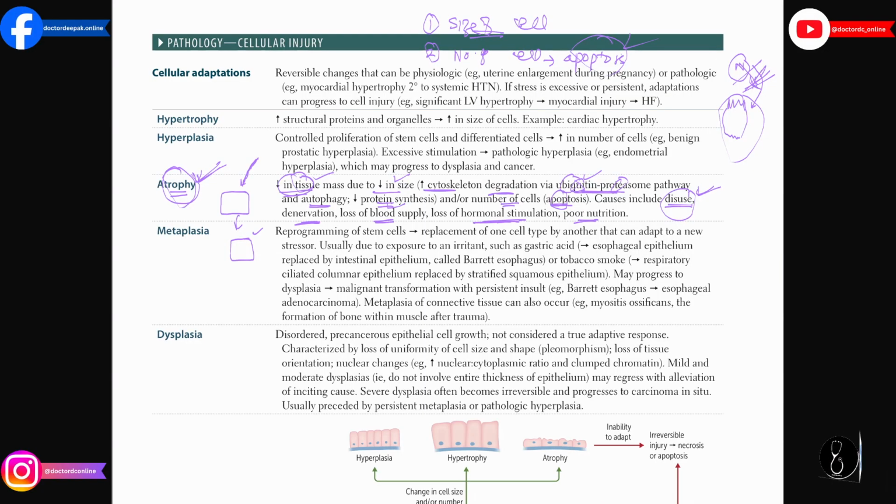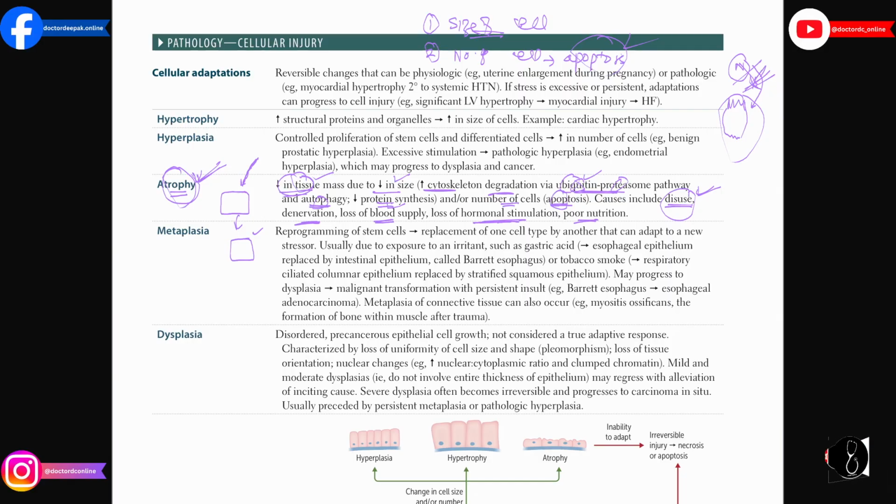And the second thing, autophagy. Autophagy is a process in which a cell undergoes vacuole formation, and these vacuoles will go to the lysosome, and those lysosomes will again destroy the cell, which will lead to a decrease in size. So that's all about atrophy.